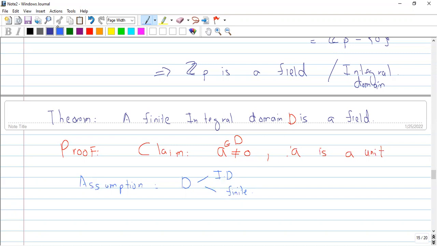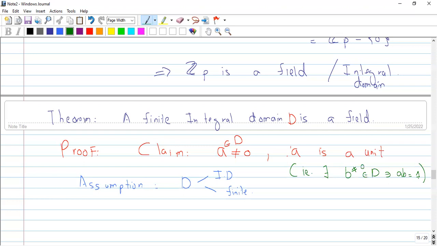So for this purpose, what do I need to show? That there exists an element B, which will also be non-zero, such that the product of A with B is equal to 1. This I have to show. So what is my target?